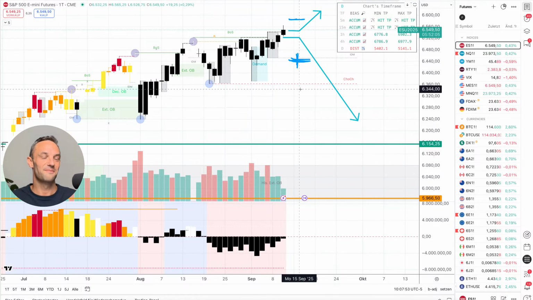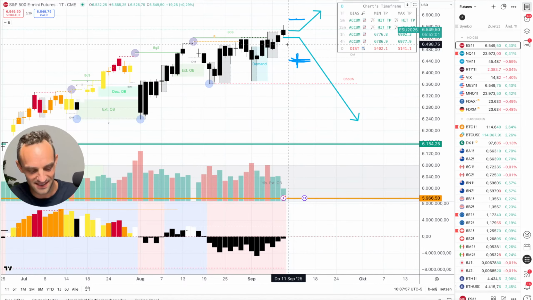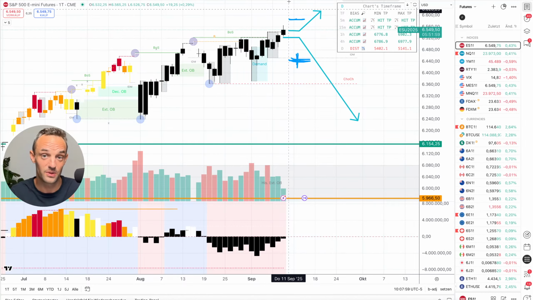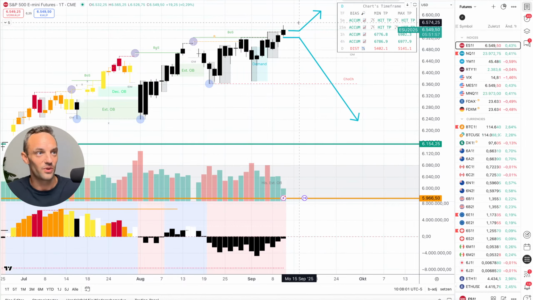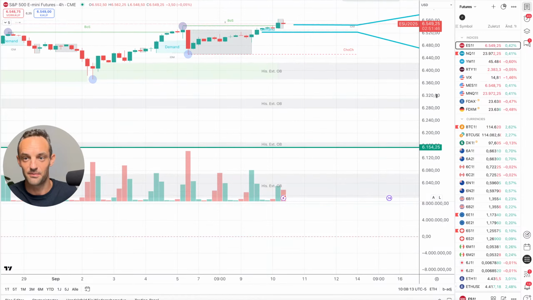What do you think? Liquidity trap? React with a plus. Not a liquidity trap, a real breakout? React with a minus. Oh, I see an answer for a minus. It's going to be very interesting. Let's see. I see another plus.